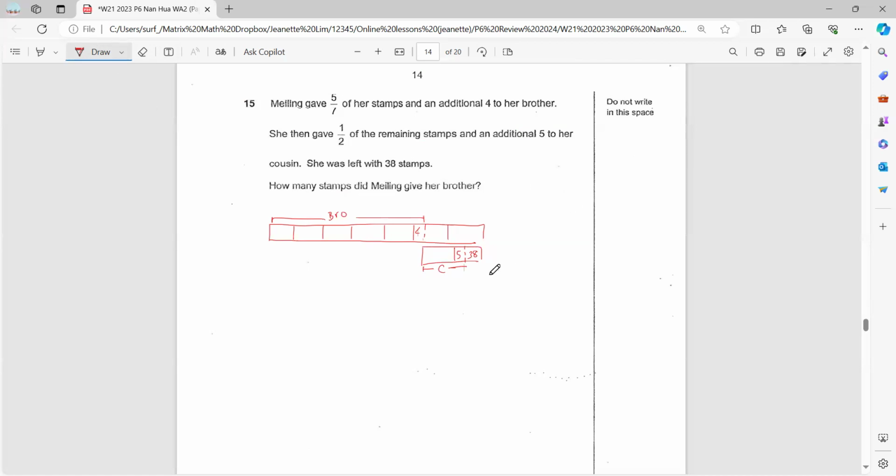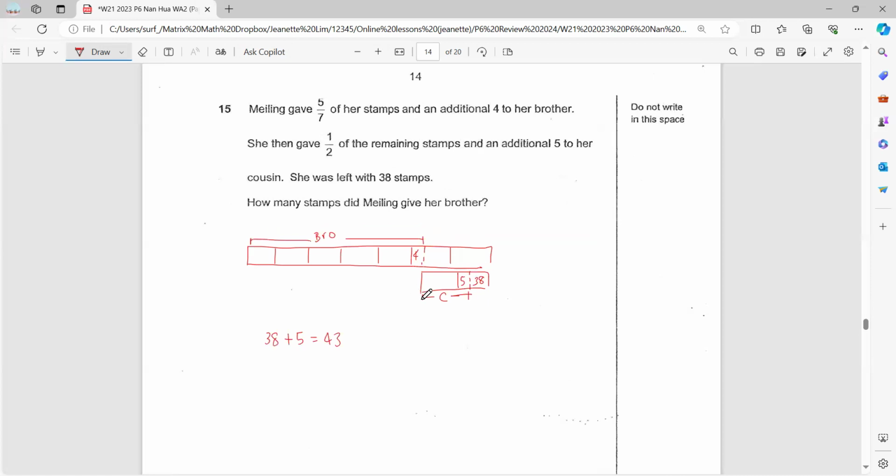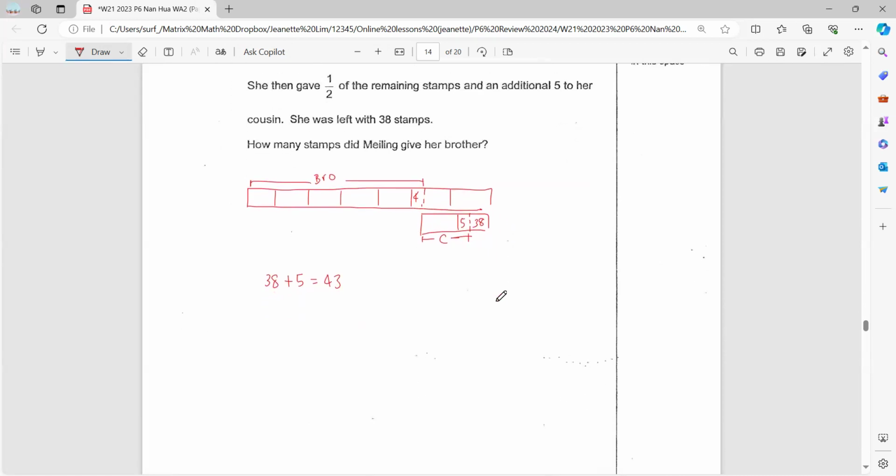So can you see that 5 and 38 actually gives you 1 unit of the second model? So you take 38 plus 5 equals 43. Now 43 you need to times 2, which is 86. Now 86 is the remainder. Then, okay, let's move on to the first model. If this is 86, then what should we do with 86?